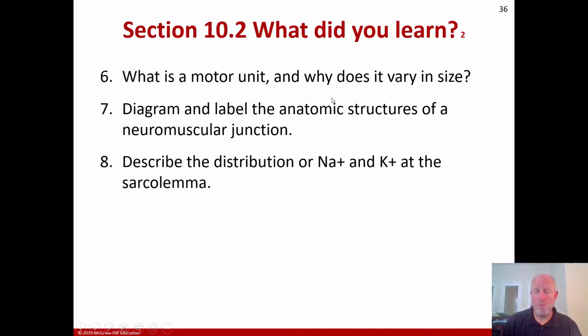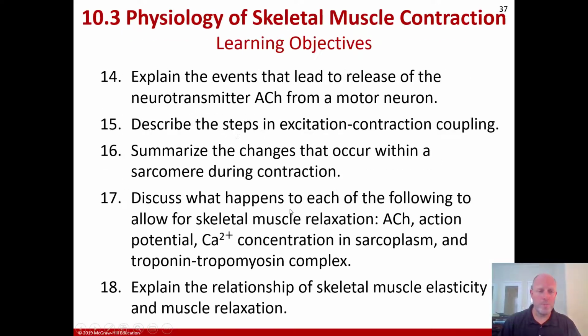Also, what's a motor unit? Why does it vary in size? Diagram and label the anatomic structures of a neuromuscular junction, and describe the distribution of the sodium channel and the potassium channel at the sarcolemma. And like so many times before, when you're having difficulty really understanding it, try to duplicate the diagrams yourself and make your own drawing, and then try to do it from memory without looking. It will play a great role in helping you understand this.